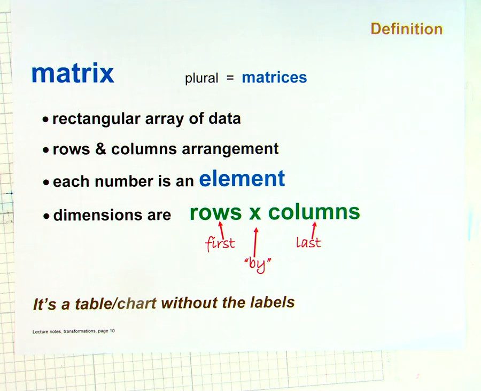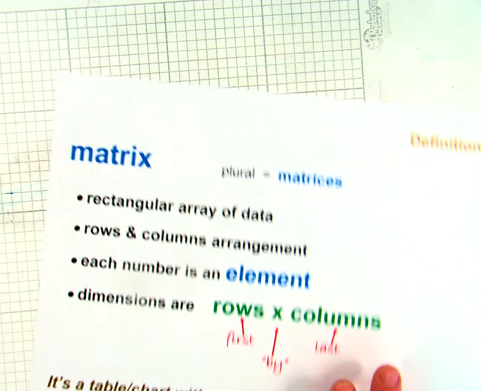So it's a rectangular array of data. It's arranged in rows and columns. Each individual item, each number, or numbers, is called an element. And we say the dimensions by saying rows first, columns last. Rows by columns. So if there are 2 rows and 3 columns, it is a 2 by 3 matrix. A matrix is just a chart or a table that doesn't have the labels.